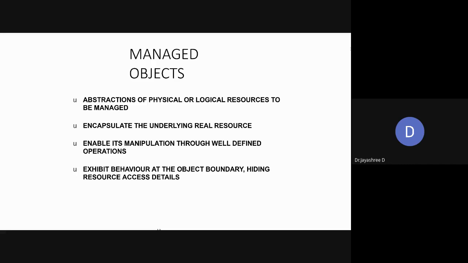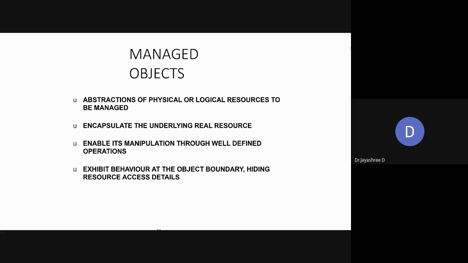Here they have given a managed object: it encapsulates the underlying real resources, that is one managed object, and enables its manipulation through well-defined operations. Remember, operation is a word we can call a normal method in C++ or Java, because both support operations here. It exhibits behavior at the object boundary, hiding resource access details. Everything comes when I say it is a managed object, right?